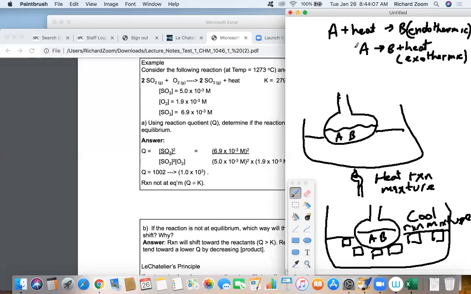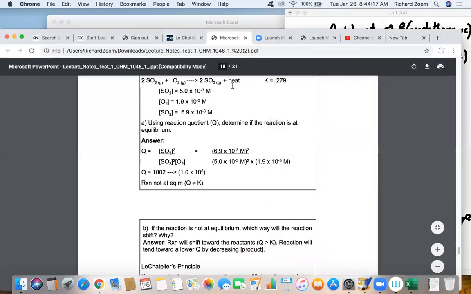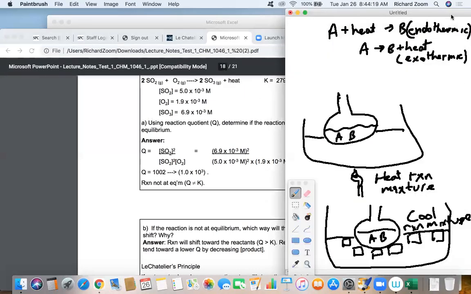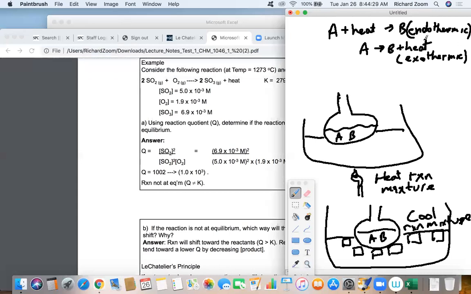Questions? How will you know if it's an exothermic or an endothermic reaction by looking at an equation? Because you're always given the equation, Alexandra, and if heat is on the product side, it's going to be exothermic. If heat's on the reactant side, it's going to be endothermic. I mean, you'll know because you'll see the heat in the reaction. It will actually be there.